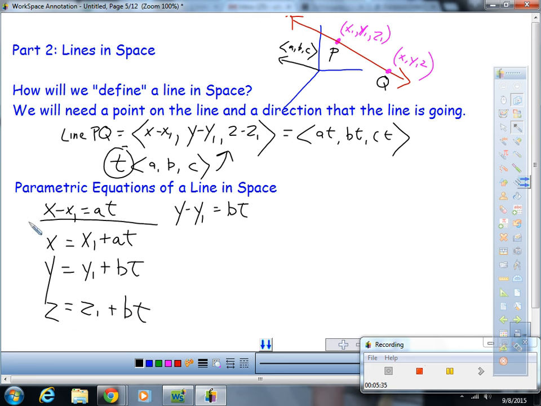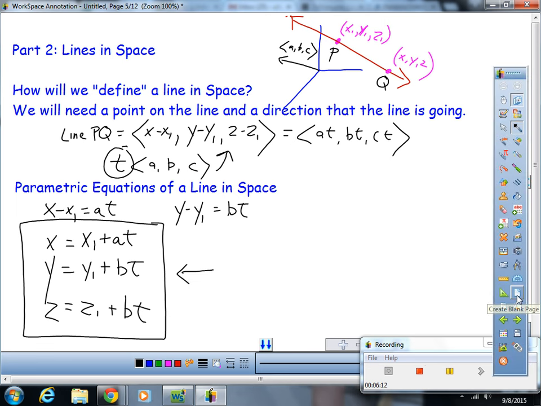So this is something you've probably never seen before. This is called a set of parametric equations. Okay, the parameter in this case is t. Okay, and this set of parametric equations describes a line in space at a given time t. Okay, so this is the general set of parametric equations for a line in space. Now remember that, because we're also going to be able to write them as a set of symmetric equations.